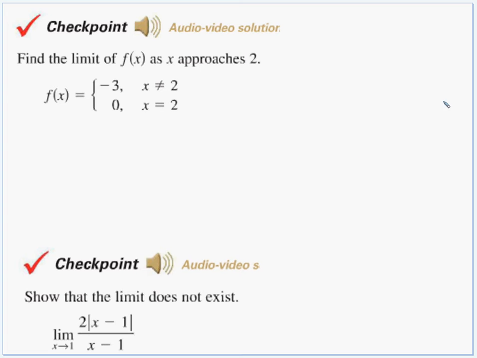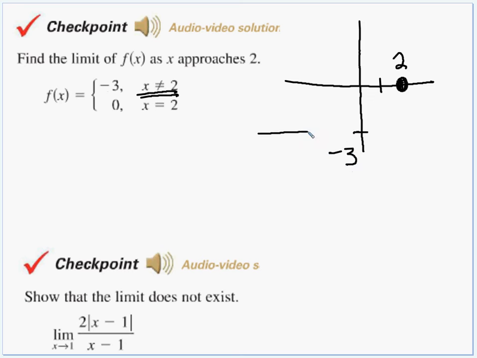All right, let's see. This one, if we wanted to sketch a little graph, which why not? If our x value is equal to 2, we're at 0. But anywhere else that's not 2, we're going to be down at -3. So down here's -3, and our graph would look something like this. So it says find the limit as we make the approach.